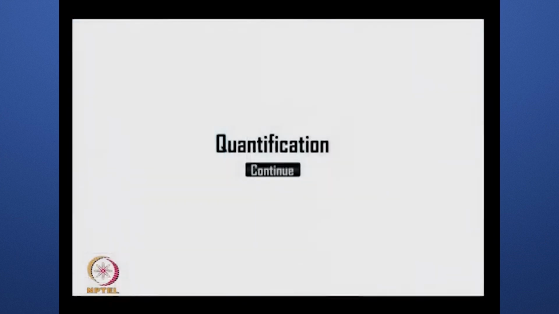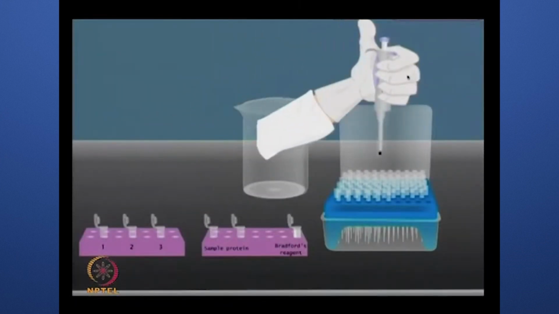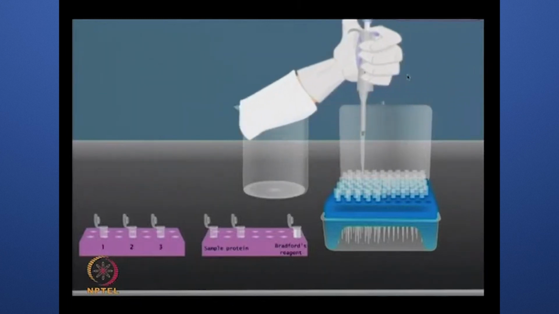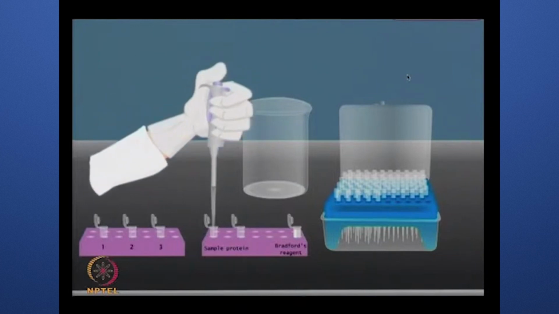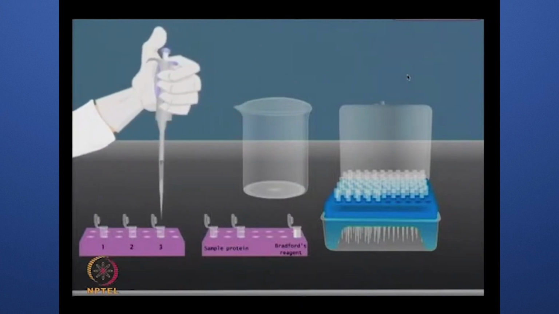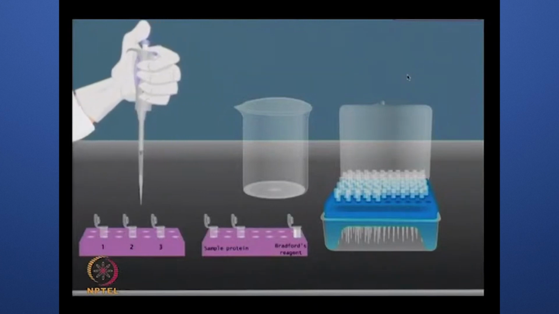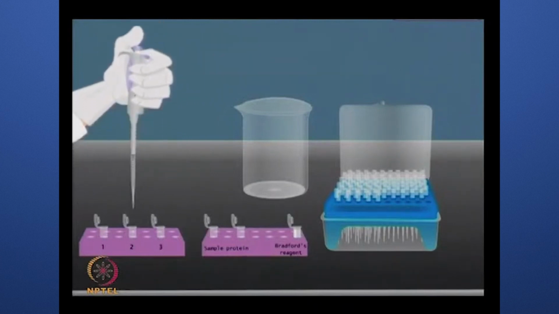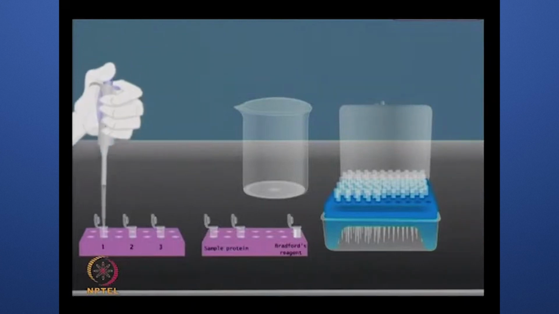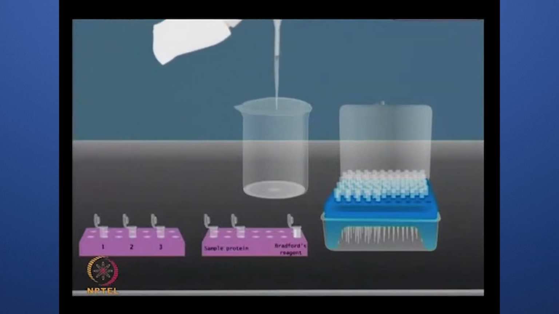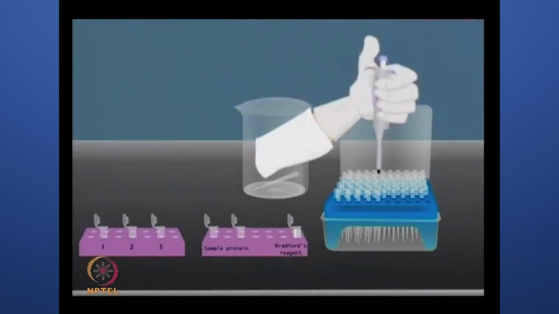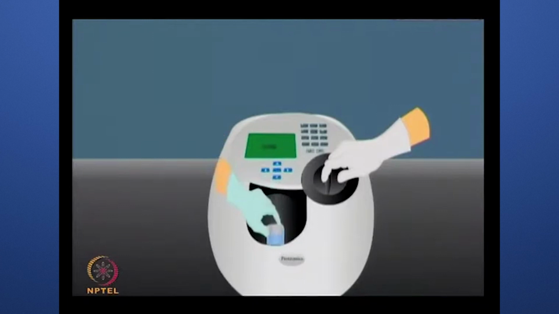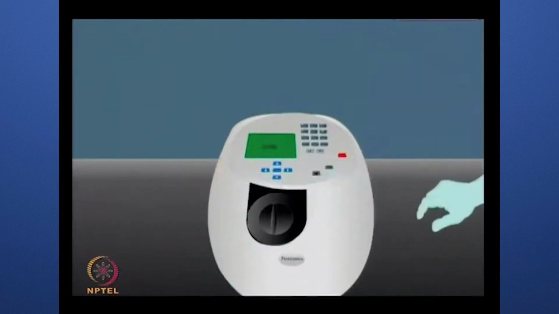Now, we will watch the quantification of the proteins. So, prepare the Bradford dye reagent and label the tubes suitably for the standard and test samples. Add the standard and sample solutions to their respective tubes. Now, add the Bradford color reagent to the tubes and mix them thoroughly. Once the color reaction has occurred, then perform the absorbance measurement at 595 nanometer.